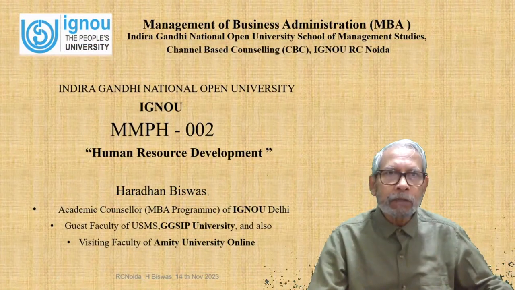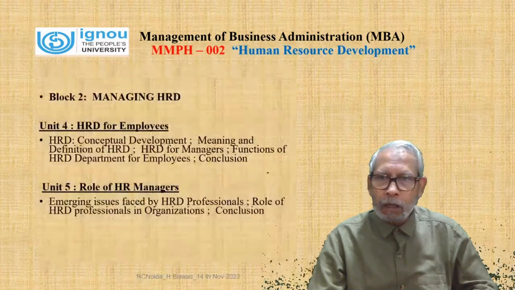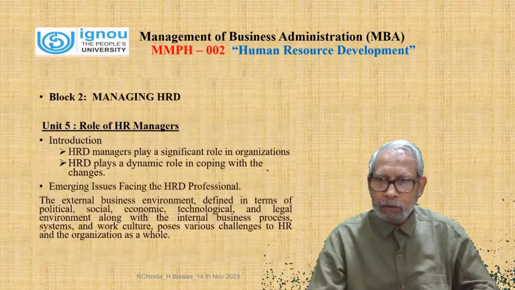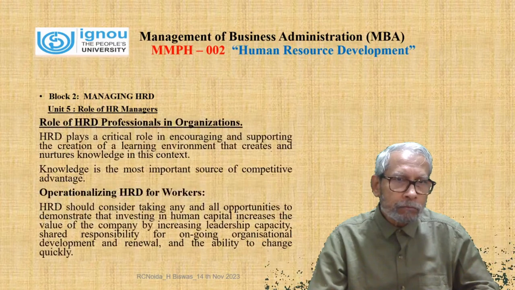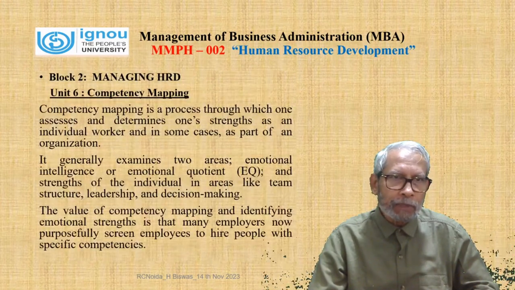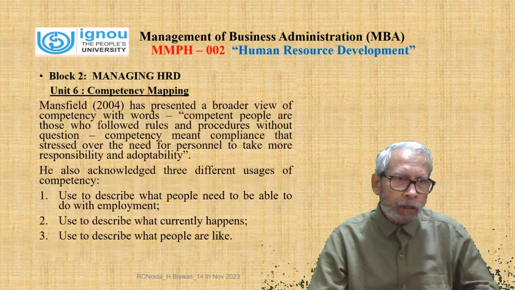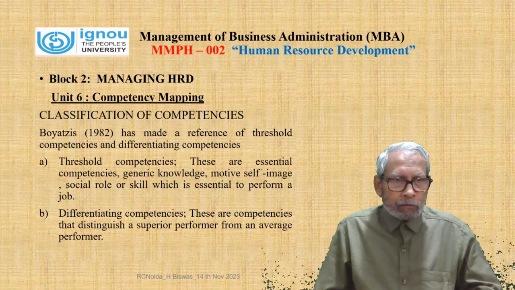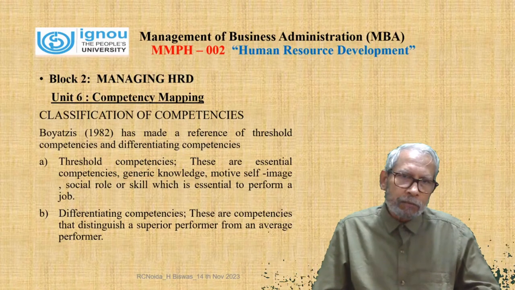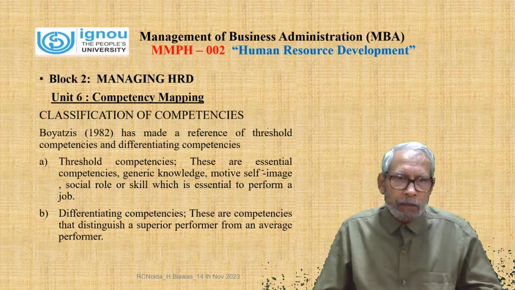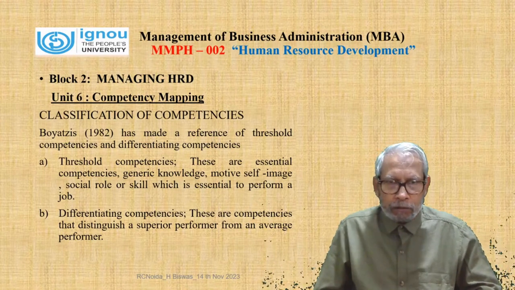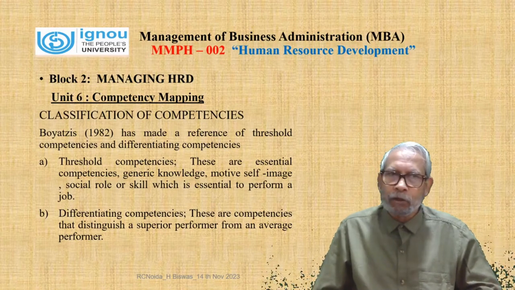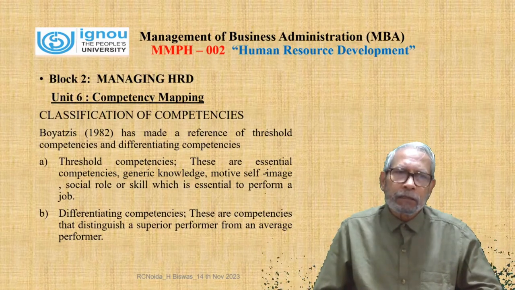So, okay, I think now again I have to go to slide number 20. I have already covered some of the things. So now let's start from competency. We are talking about competency mapping, the classification of the competencies. Now you have to see the threshold competencies. These are basically the essential competencies required: the generic knowledge and motive, the self-image, social role, and the skill which is essential to perform the job. This part we can say is the threshold competencies.